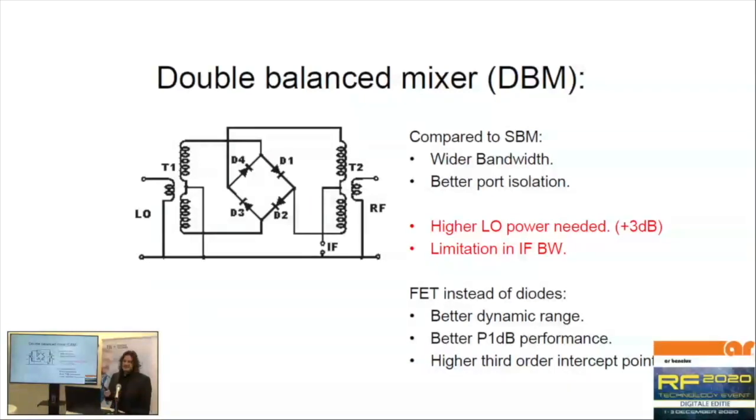I talked about FETs and I talked about Schottky diodes. I make a remark now that is relevant for the rest of this presentation. If you use FETs instead of diodes, and it doesn't matter whether you do that in the single balanced one, the double balanced one, or any other you will see in this presentation, a FET instead of diodes gives you a somewhat better dynamic range. It gives you a better P1 dB performance, so you have the possibility of a higher input or output, and you get a much higher third order intercept point. So depending on the situation you're in, that could be of interest.